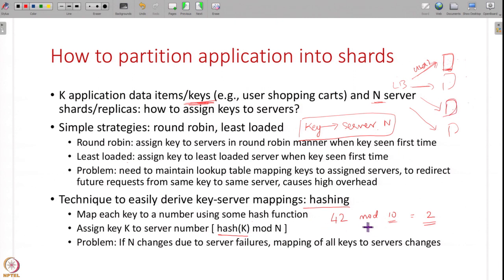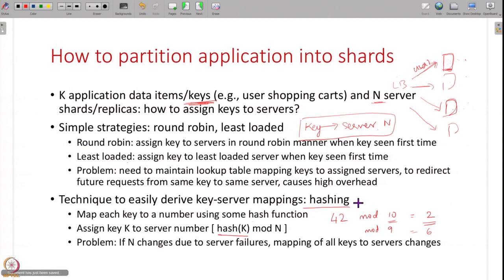Then suddenly for the same key, you are doing mod 9. So, this works out to 6. So far this key was stored at server 2, now you are saying store it at server 6. So, any time a server fails, all the keys will get remapped to a different set of servers. Now, so far the shopping cart was maintained here, now this server has to transfer the shopping cart to somebody else. It is all very messy, right?